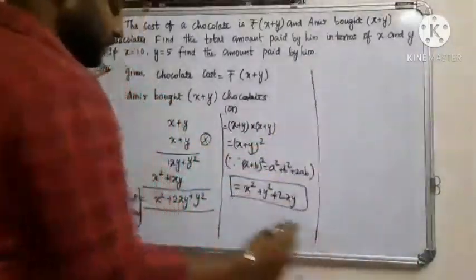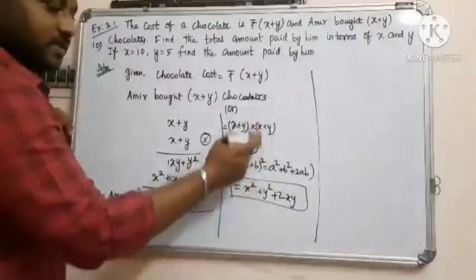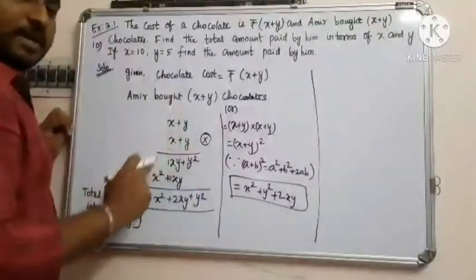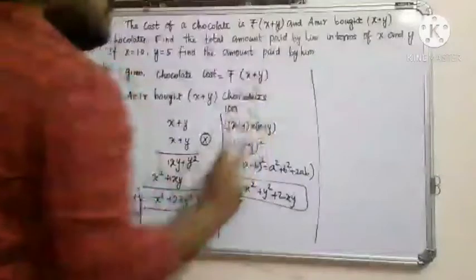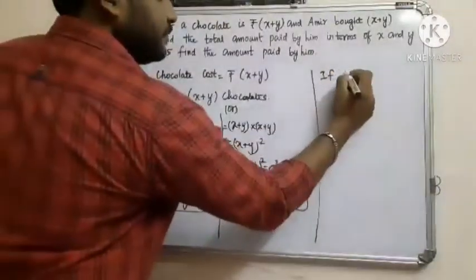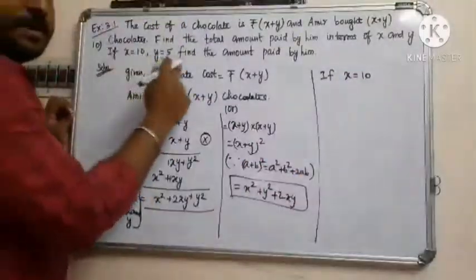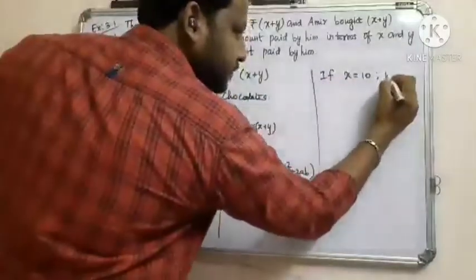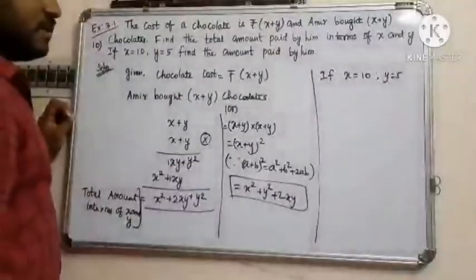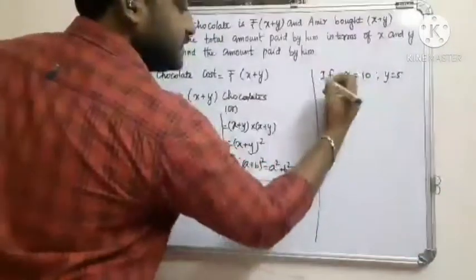Now you have to write any one in this format. If you use the formula, you write this format. If you use normal multiplication, you write this. You have to write any one only. Now we have to find the amount. If the x value is equal to 10, then the y value is equal to 5, what is the cost of this amount?